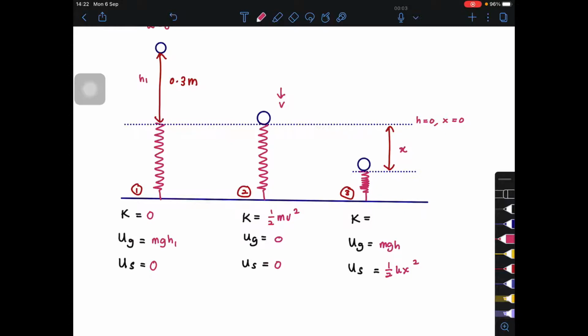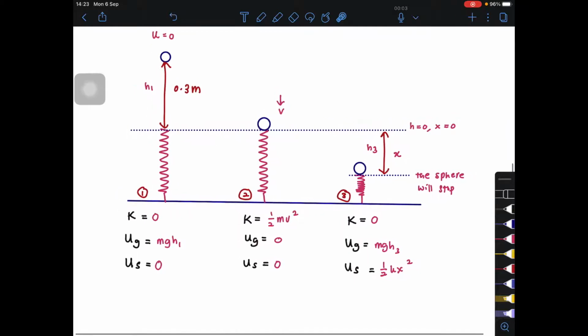And then okay, kita letaklah sini sebagai H3 juga, which means H3 dan X ni adalah value yang sama. So H3, and then at this position, since the spring experience maximum compression, so the sphere will stop. Dia akan stop. Okay, here the sphere will stop. Sebab maximum sudah dia punya compression kan, so it cannot move anymore. So sphere stop, no kinetic energy.